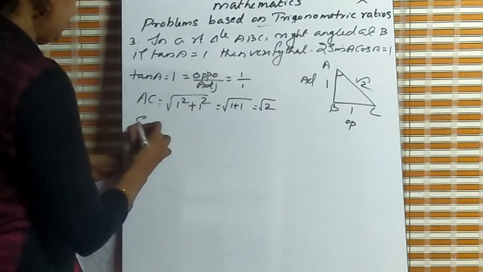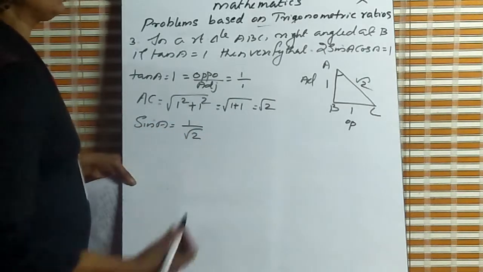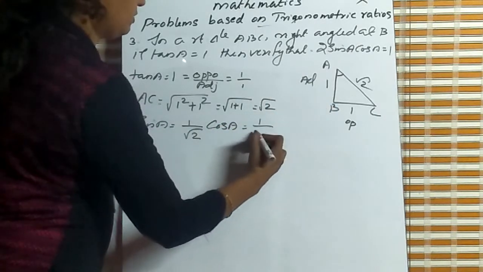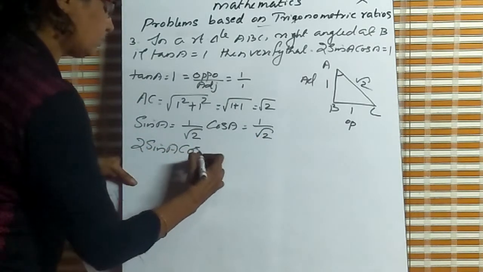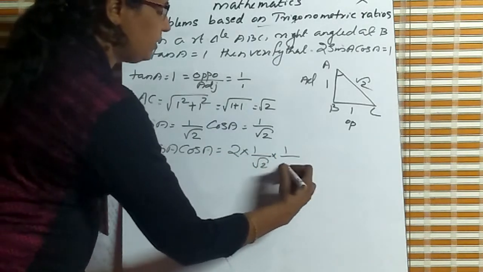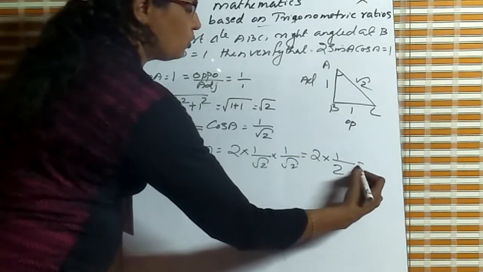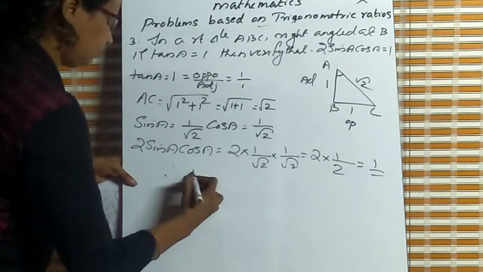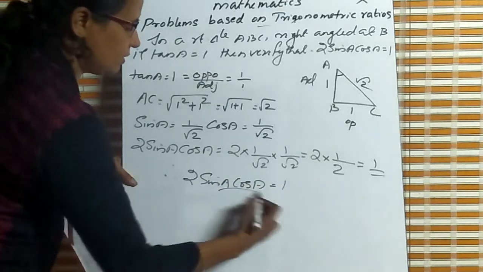Then sin A. What is sin A? Opposite side by hypotenuse, 1 by root 2. Cos A is adjacent side by hypotenuse. Adjacent side is also 1, so 1 by root 2. Therefore 2 sin A cos A equals 2 into 1 by root 2 into 1 by root 2, which equals 2 by 2, equals 1. Therefore 2 sin A cos A is equal to 1. Thus we verified.